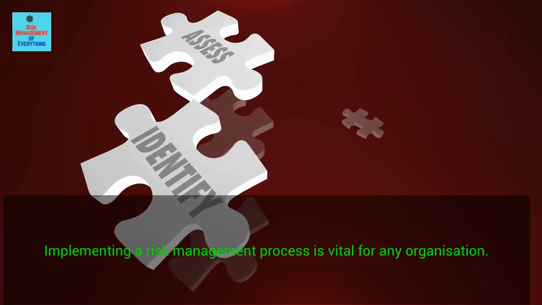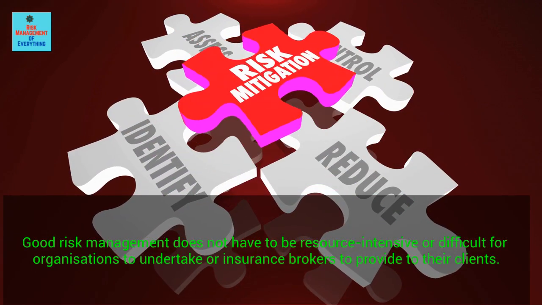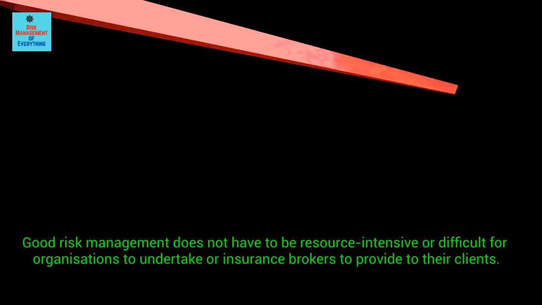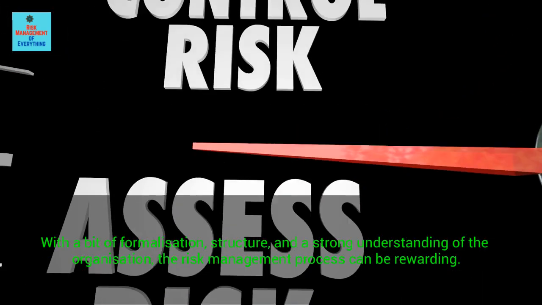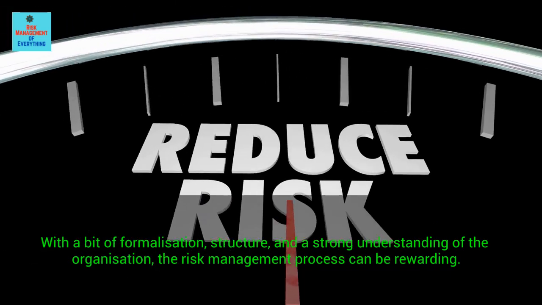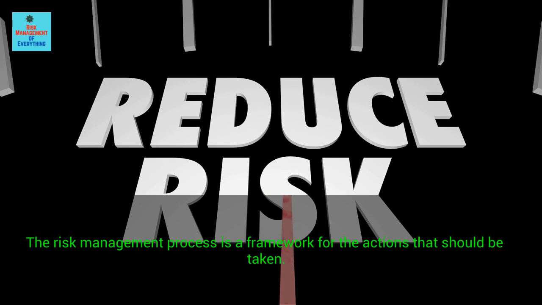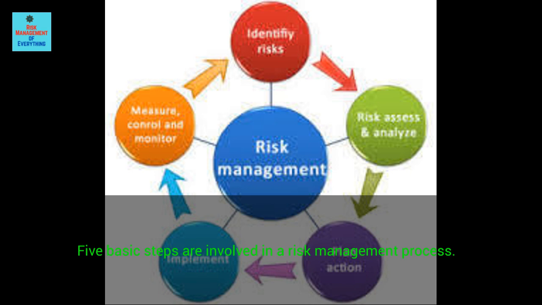Risk management process. Implementing a risk management process is vital for any organization. Good risk management does not have to be resource-intensive or difficult for organizations to undertake or insurance brokers to provide to their clients. With a bit of formalization, structure, and a strong understanding of the organization, the risk management process can be rewarding. The risk management process is a framework for the actions that should be taken. 5 basic steps are involved in a risk management process. These steps are referred to as the risk management process.